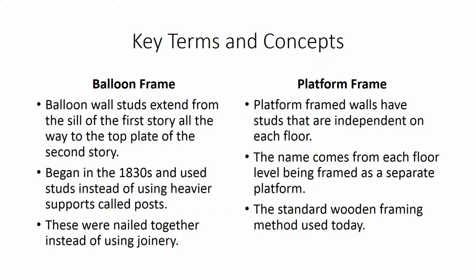Balloon framing: the wall studs extend from the sill of the first story all the way to the top plate of the second story. This began in the 1830s and used studs instead of heavier supports called posts. These were nailed together instead of using joinery.